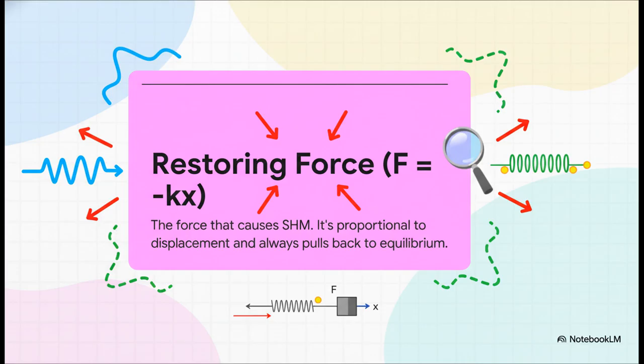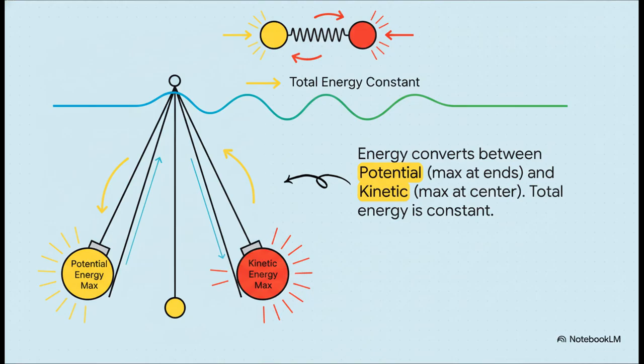That little negative sign in the equation is key. It means the force is always pointing in the opposite direction of the displacement, always trying to get things back to center. And this is just a beautiful illustration of what's happening with the energy.